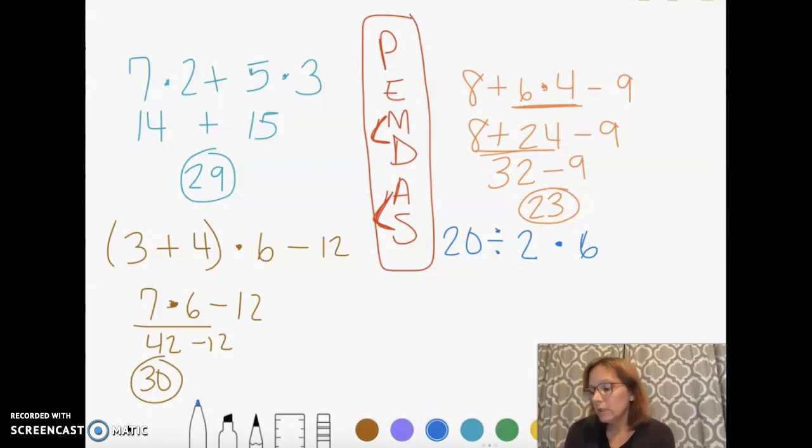Last example in this section. Remember, multiplication and division from left to right, so in the order that you get to it in the problem. Do not do the multiplication first. You're going to get the wrong answer. Do it in the order that you get to it.